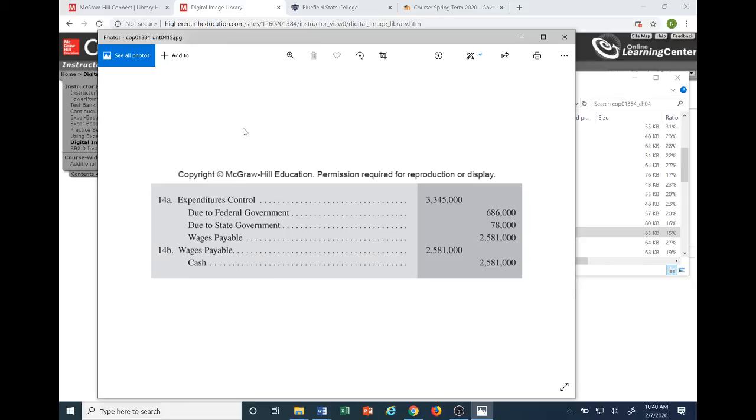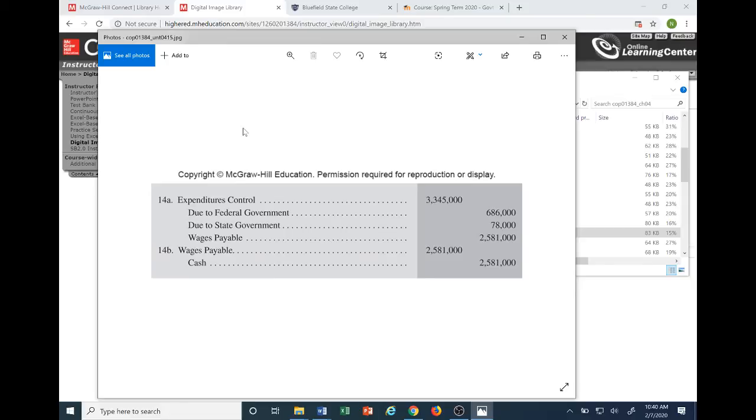So we've set up all of our liabilities, right? We've incurred our expenditure for the gross payroll, but now we've set up where we owe all the money that's included within that gross expenditure to the federal, state, and to the employees. Next, we pay the employees, so we reduce that liability and pay cash, right? Makes sense?